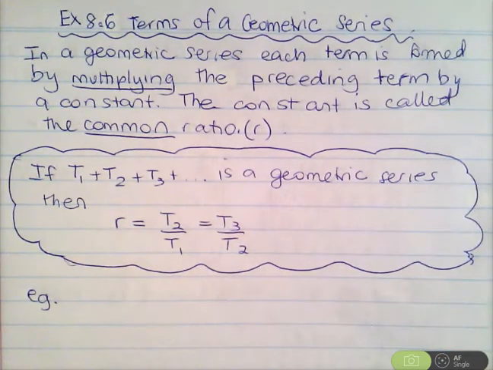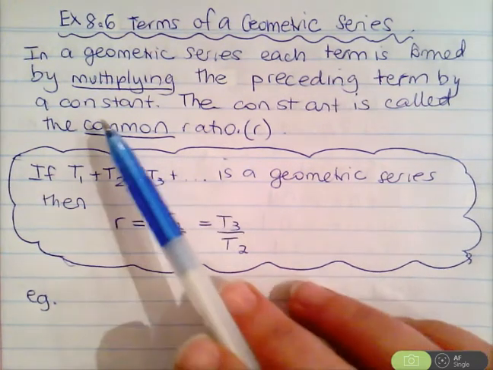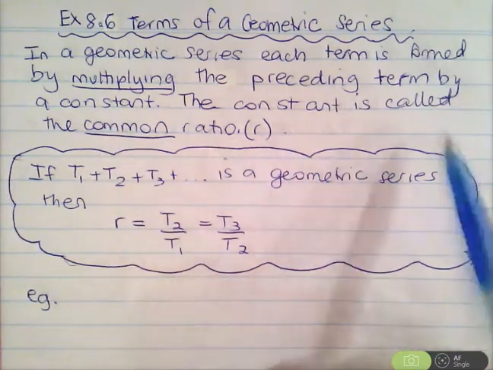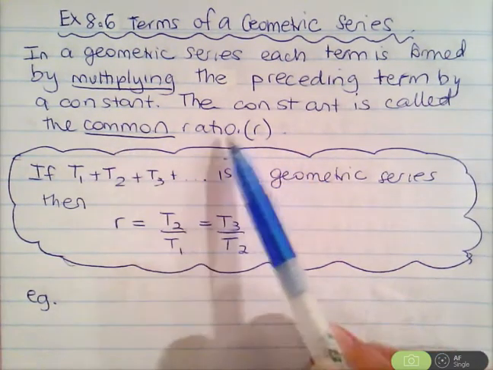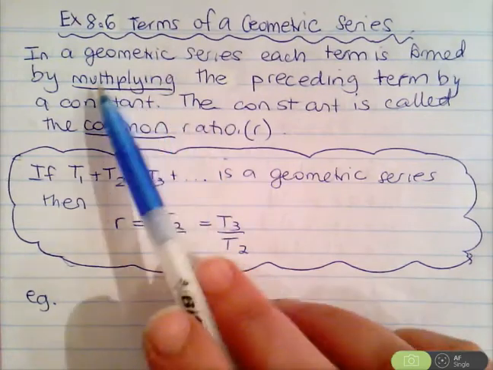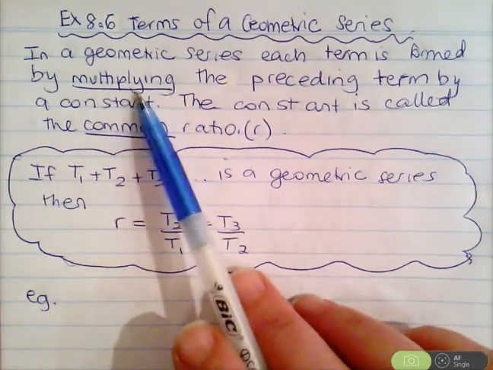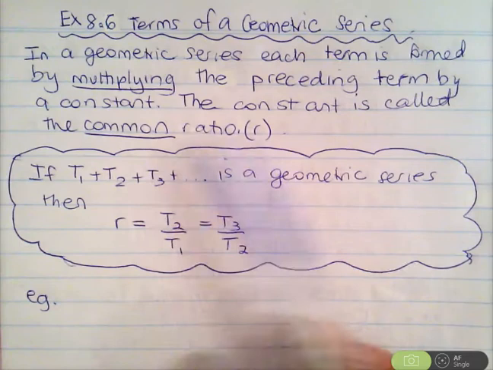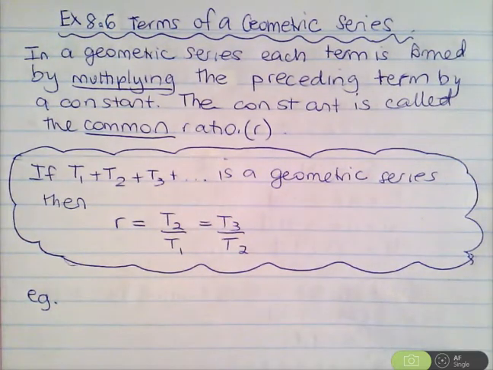So earlier on we were looking at arithmetic series where each term is formed by adding a constant to the preceding term, and the constant was called the common difference. But now for a geometric series, each term is formed by multiplying the term before by a constant, and that constant is called a common ratio.